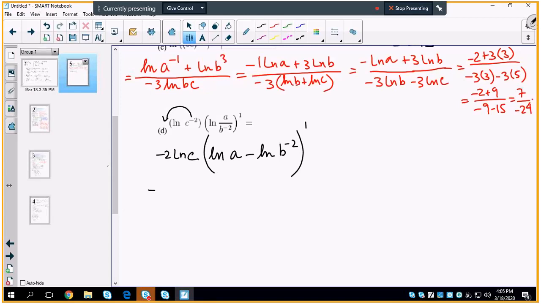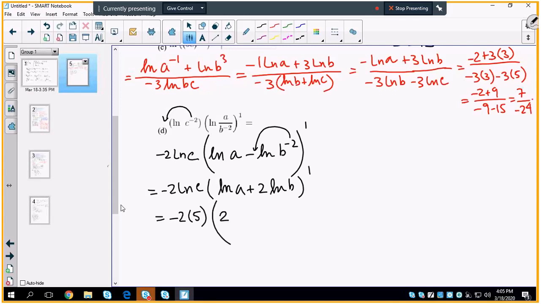So I get minus 2 natural log of c times natural log of a. Think about this negative 2 and bringing it in front: negative times negative will make it positive 2 natural log of b, to the power 1. Now you input your known values. Minus 2 times 5 is natural log of c, times natural log of a is 2, plus 2 times natural log of b is 3, whole to the power 1. So I get minus 10 times 2 plus 6 to the power 1, which is minus 10 times 8 to the power 1. 8 to the power 1 is just 8, so negative 10 times 8 is equal to negative 80.